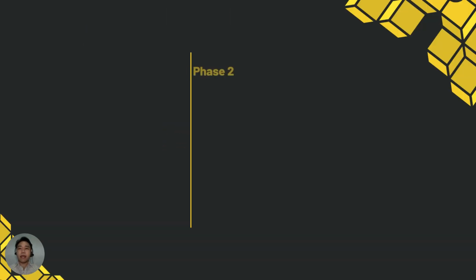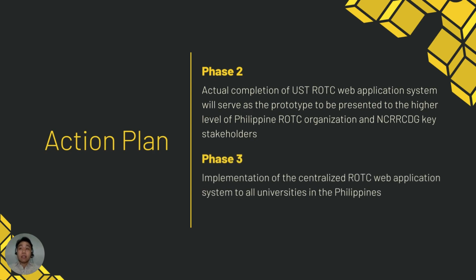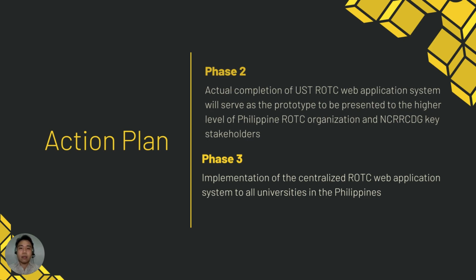So for the future plan, as it was part of the strategic plan, the third goal is actually creating a framework or prototype to show to the higher ROTC leaders and stakeholders. So the idea of having an actual working web application is better in order to commence the next phase of implementing it nationwide across all universities having ROTC. So we have the phase one and phase two here.